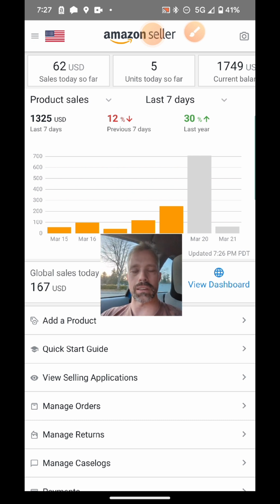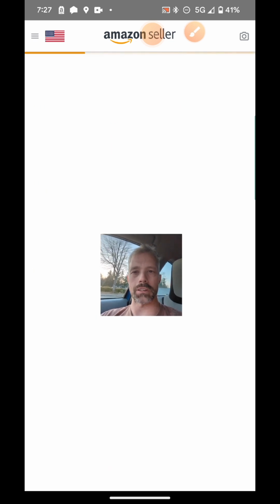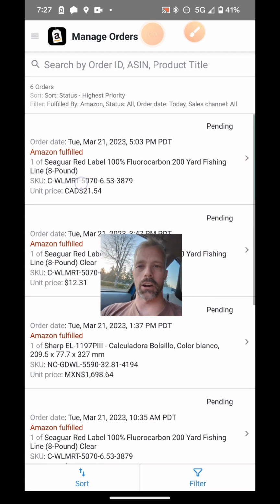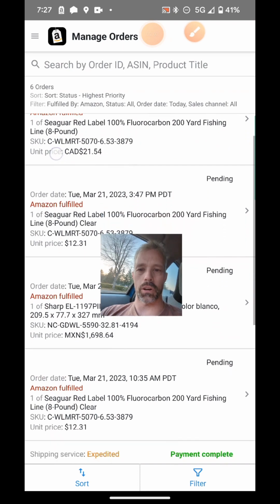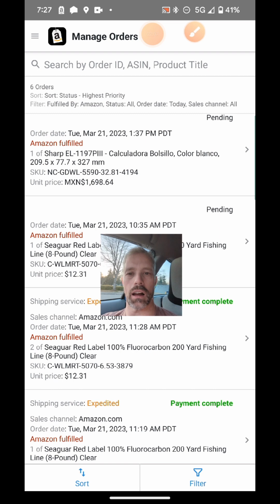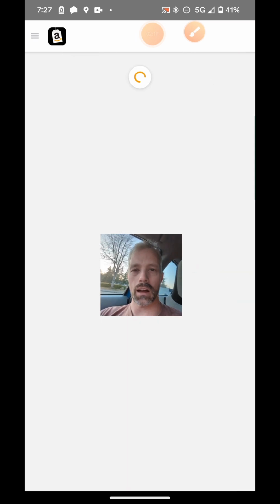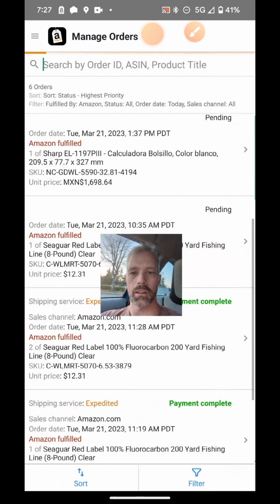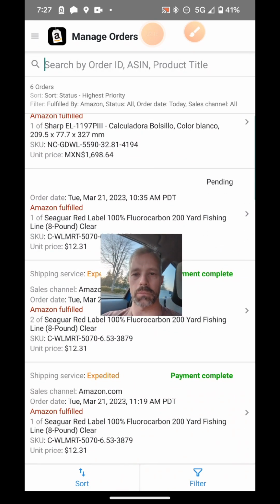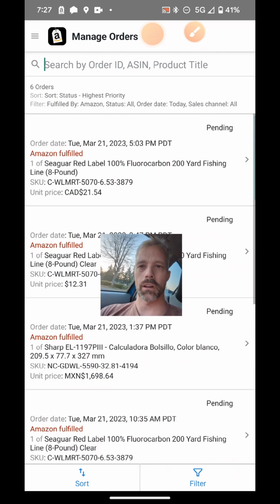Now global sales, 167. That means I sold something in either Mexico or Canada. And that's the price there. Now I can go to manage orders and look at today's sales, but it's harder to see the actual profits. So you can see right here, $21 in Canadian money. I sold this one for 1,700 pesos for this calculator, okay? And then later, another day, we'll look at the profits on that. But you can see I sold multiple of the same thing. Cigar red label, okay?